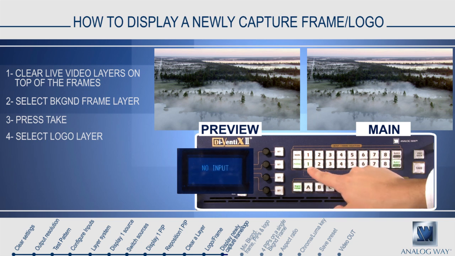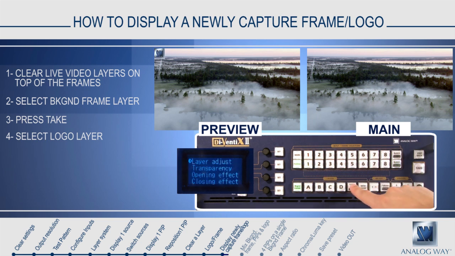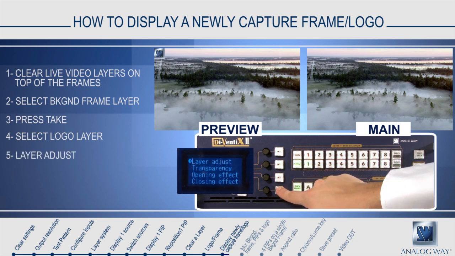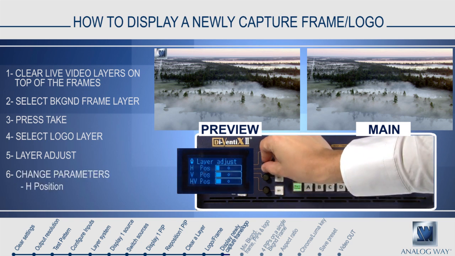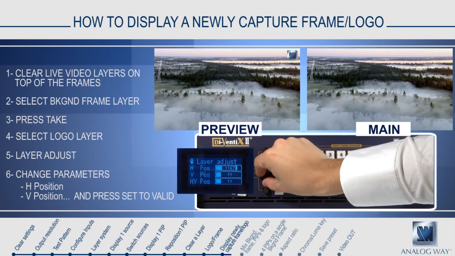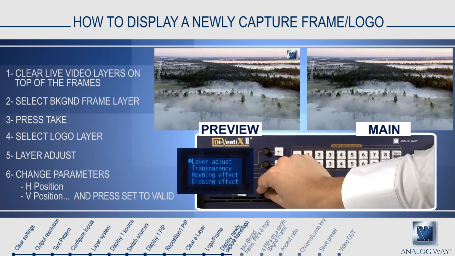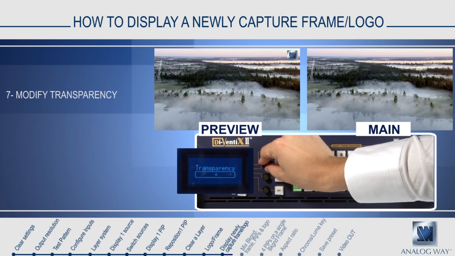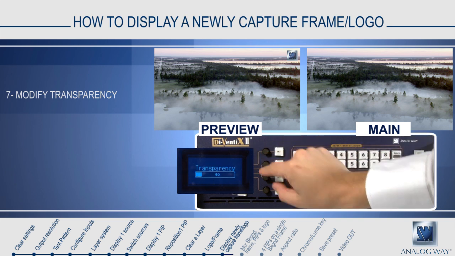To display another layer such as a logo on top, select Logo and then select your logo source that you've already captured. To reposition the logo, select the logo layer, then give the logo a new position. You can also change the transparency of the logo. Be sure to press Set to validate your selection.